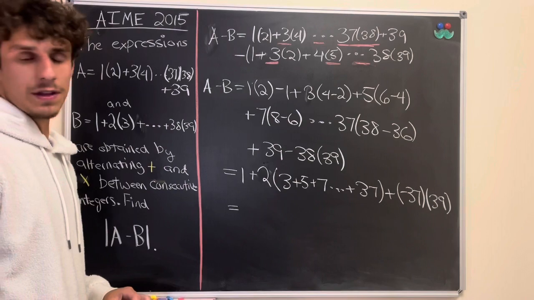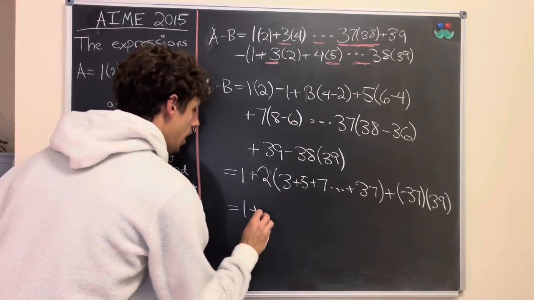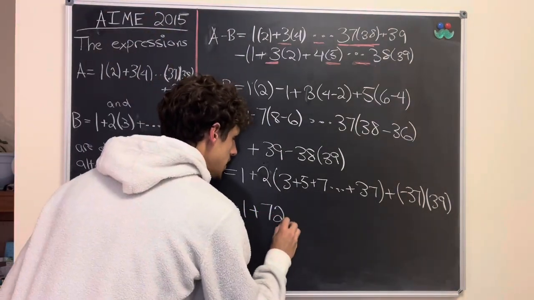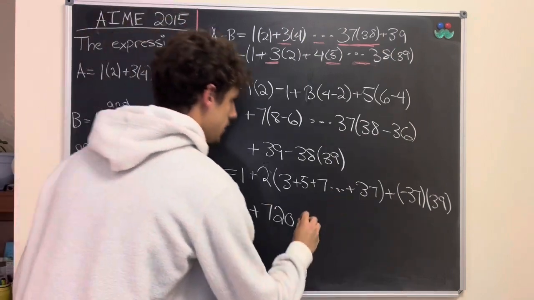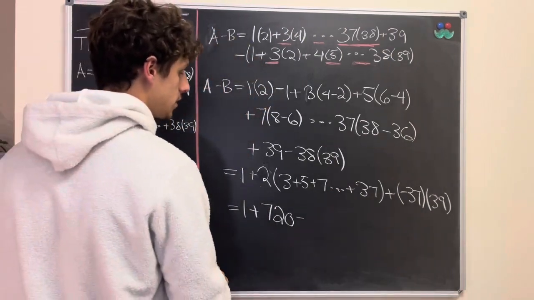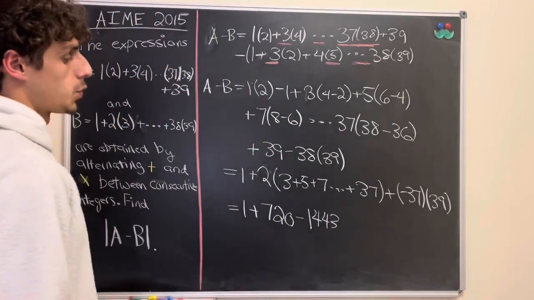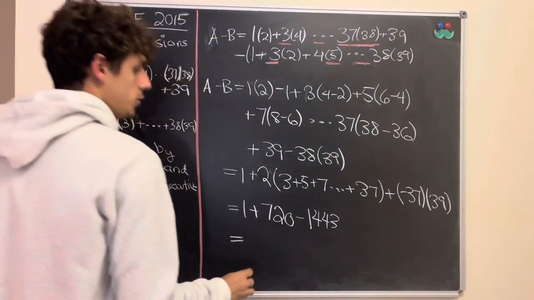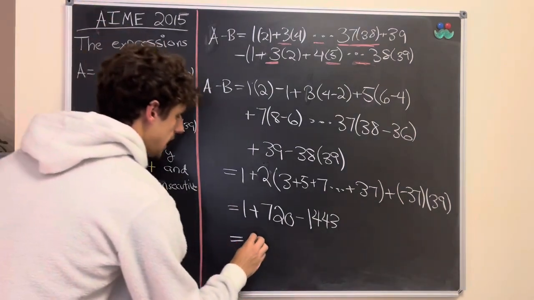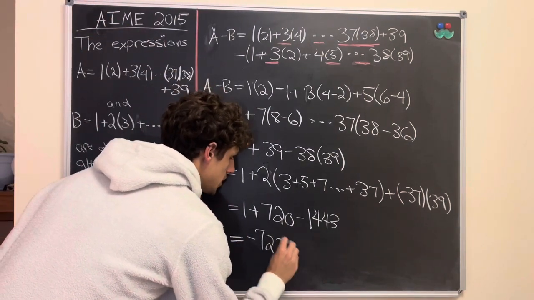Okay, but now adding all this stuff up, we get 1 plus 720. And then 37 times 39 is 1,443. So we have 721 minus 1,443. So here we get negative 722.